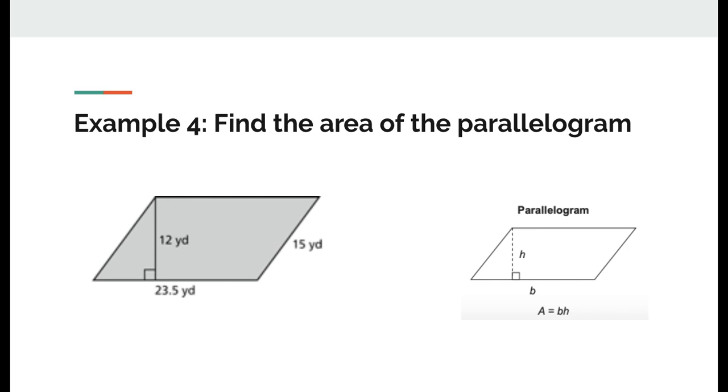Let's try another example. Now we have to identify the base and height of this parallelogram. The height is 12. The base is 23.5. So that 15 yards over here is just a piece of information there to distract you. And we don't actually need to know that that length is 15 in order to find the area. So we multiply the base and the height together in order to get 282 square yards as our answer.